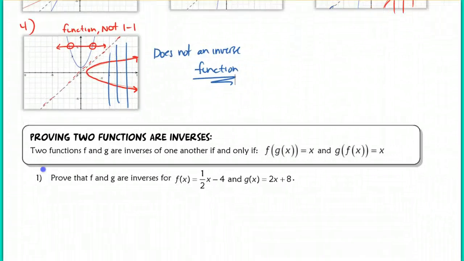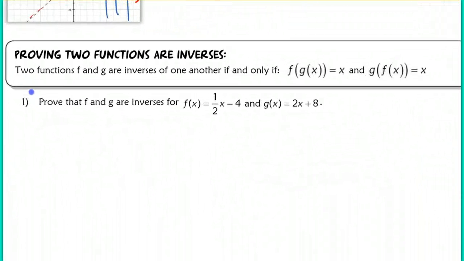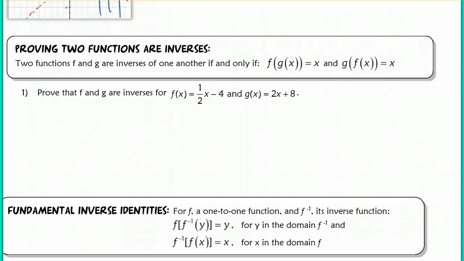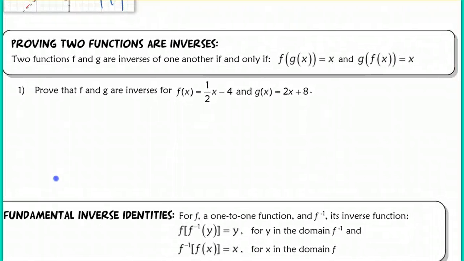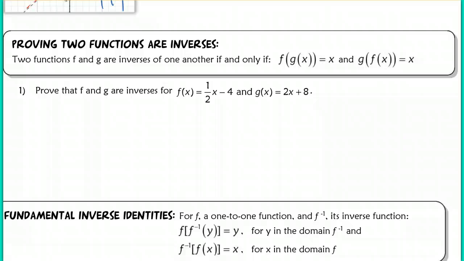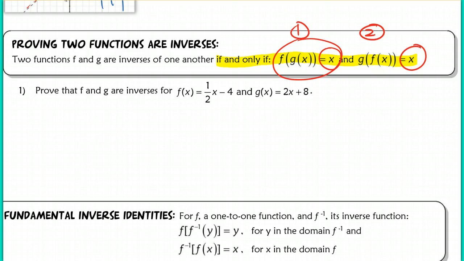Now, you are going to be asked to prove that two functions are inverses of one another, and you can do this algebraically. Okay, so there's a definition. It's an if and only if statement, so hopefully you remember that from geometry, that since it's a definition, it should work both ways. So two functions f and g are inverses of one another if and only if f of g of x equals x and g of f of x equals x. So you have to do two different composition functions, and your output of these should be x. Okay?